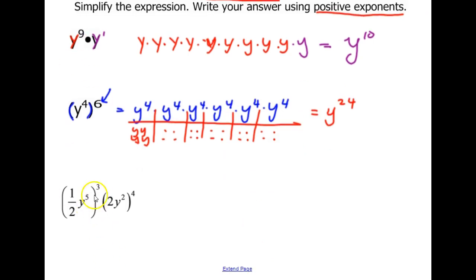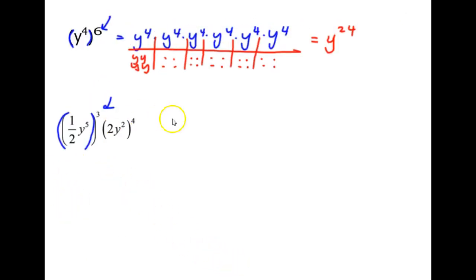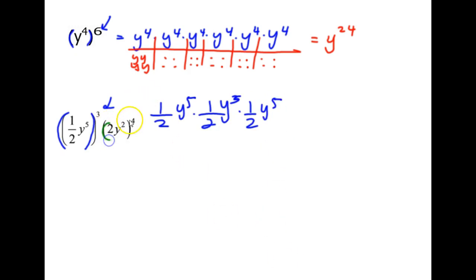Alright, taking a look at the next one. This one's a little bit more complicated. I need to write this whole piece 3 times first. So I have 1 over 2y to the 5th, 1 over 2y to the 5th, 1 over 2y to the 5th, and then I have this piece here 4 times. It says 2y squared, 2y squared, 2y squared, and one more time 2y squared.